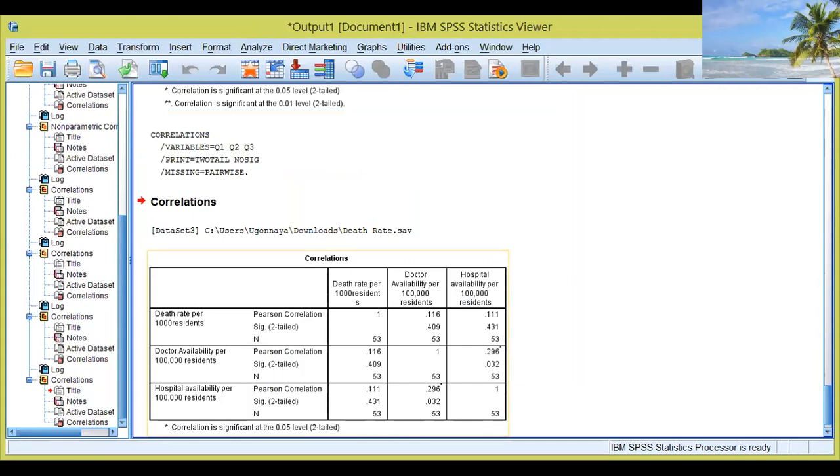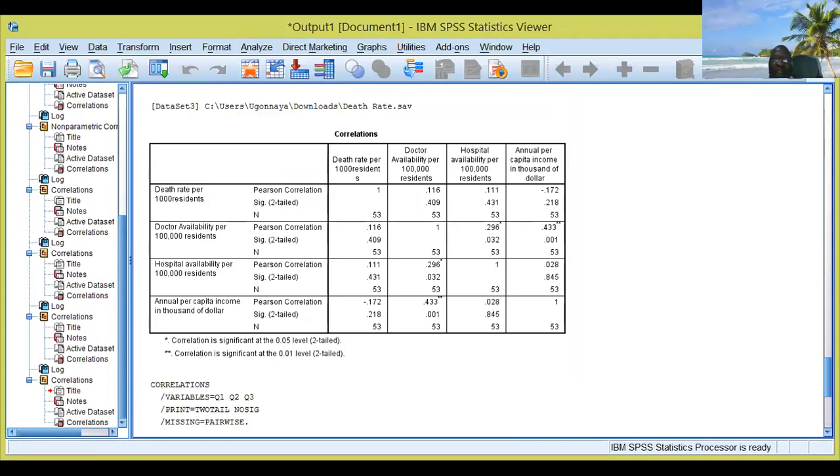So if you remain with 2 now, it will just give you one pair. Because in the bivariate correlation, you are looking at 2 variables at the same time. So when you put in 3 variables there, variable 1 will correlate with variable 2, variable 1 with variable 3, and 2 with 3, so 3 pairs.